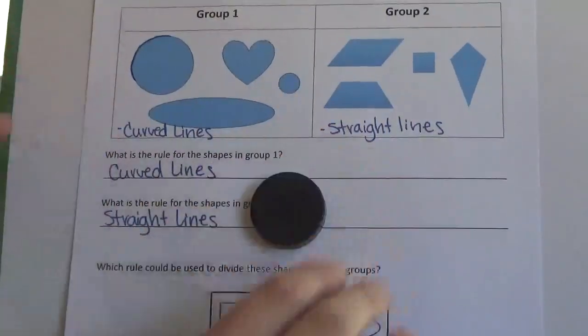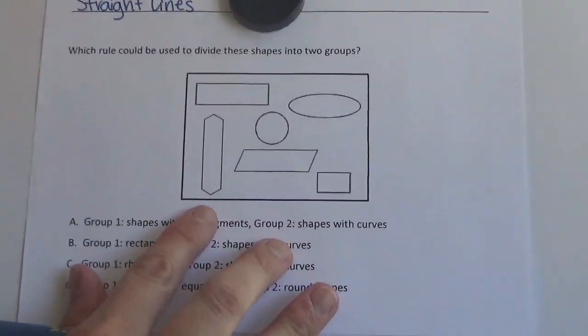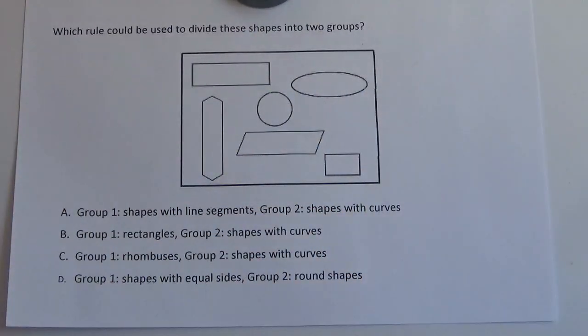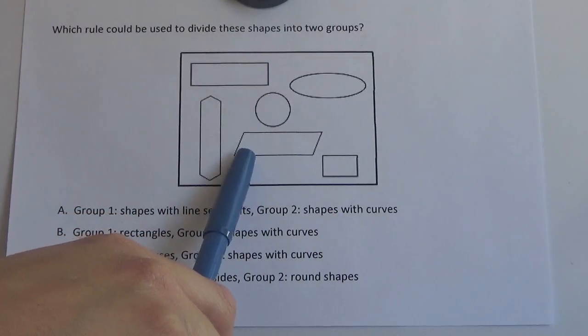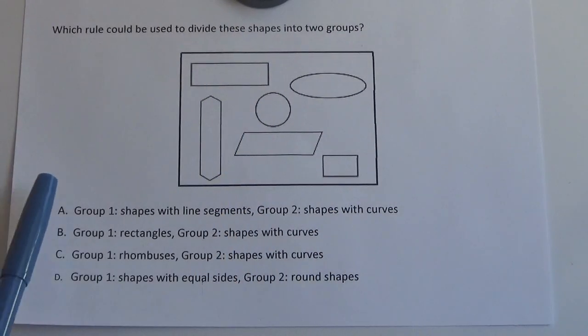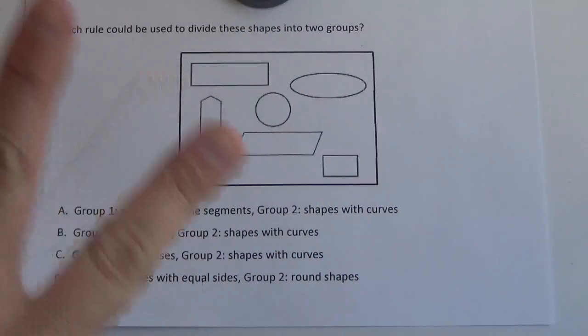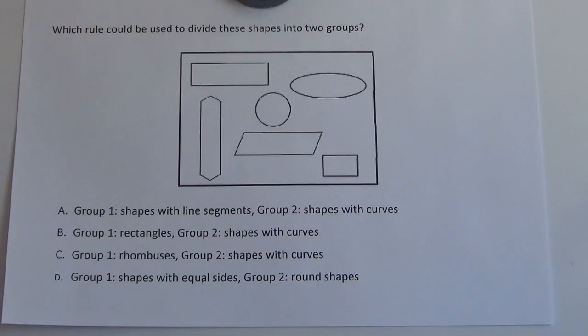This next problem, I'm going to have you pause the video to go over by yourself. So take a look at the shapes that you have in here. The question says, which rule could be used to divide these shapes into 2 groups? So these are the shapes that you're given, and you have to think about which one of these choices, A, B, C, or D, would make sense, and you could use to divide these shapes into 2 groups. Pause the video and go ahead and get started.